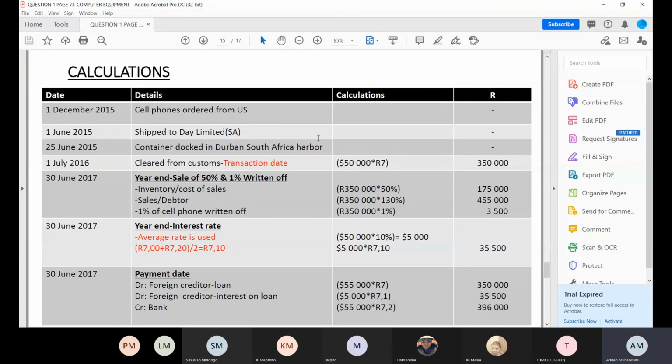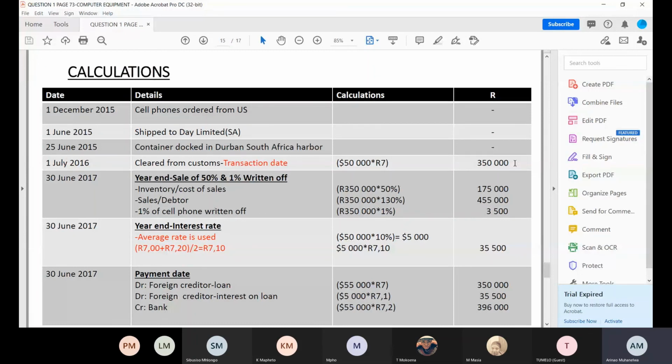DDP, then it's 25 June 2015, container docked in Durban, South African harbor. So clearance not yet happened. So there's no transaction. 1st July 2016, it was cleared from customs. Then that becomes our transaction date. And then we can recognize in rands 50,000 multiplied by 7 rand, because at that date it was 7 rand, the spot rate. And then we get 350,000.